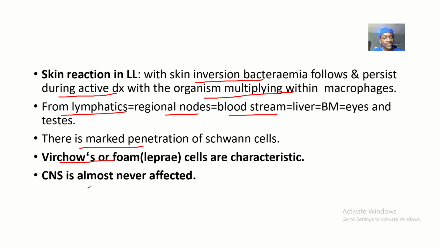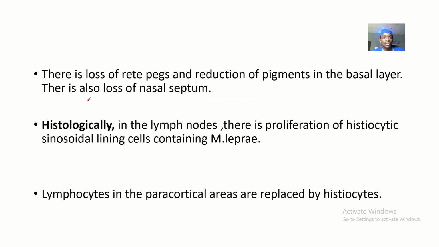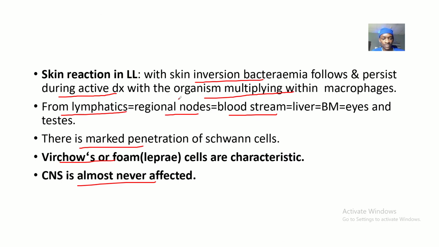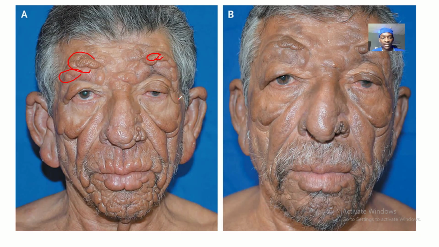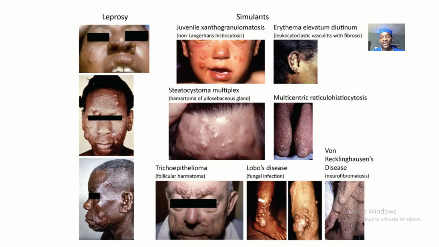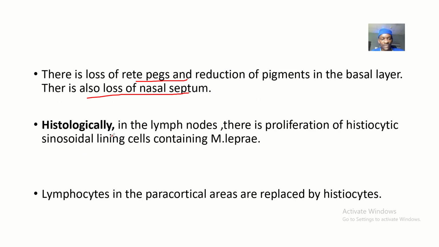The central nervous system is almost never affected in this type of leprosy, though. There is loss of rete pegs and reduction of pigmentation in the basal layer. There's also loss of the nasal septum. You can see how the nasal septum is going down; it's eating up inside, and the cartilage is decomposing. So you might lose your nasal septum in this type of leprosy.